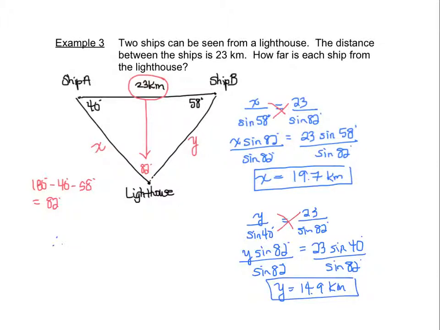Okay, so we'll say, therefore, the ships are 19.7 kilometers and 14.9 kilometers from the lighthouse.